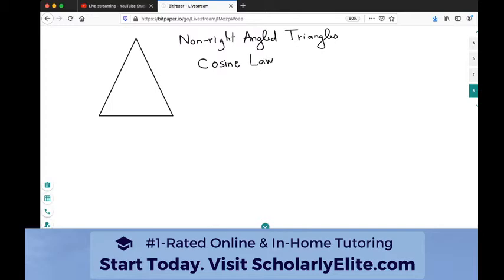Okay guys, so write this down. It's very important that you write this down like this. A squared equals b squared plus c squared minus 2bc times the cos of A. And I'll show you what I mean.